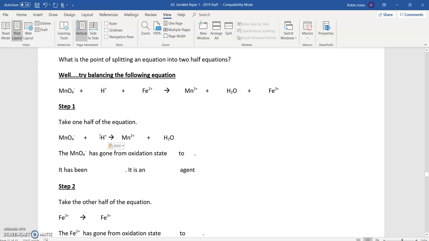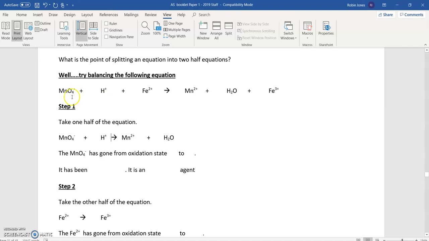So from starting with MnO4 minus and working out that it must make Mn2 plus, where do the O's go? They must go into water. Where do the H's come from? They must come from the H pluses. I've now got a chance of balancing it. Half equations, remember, always need electrons adding in. If there's no electrons in your half equation, it's not right.